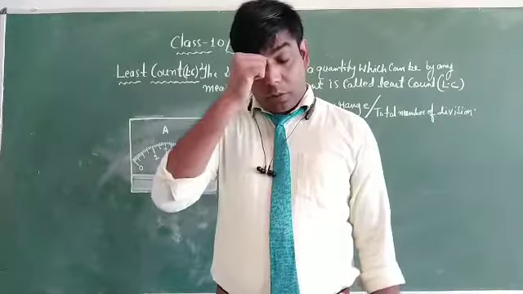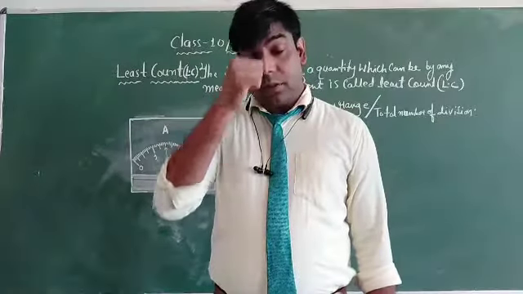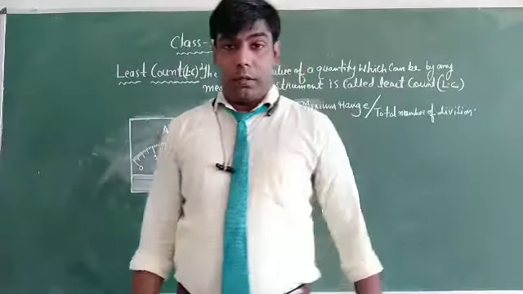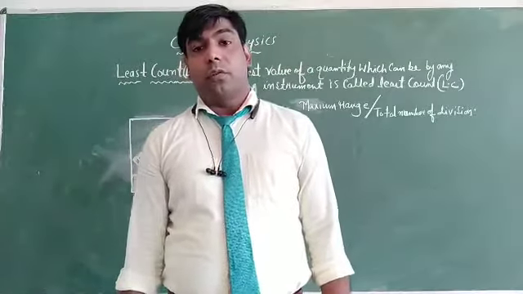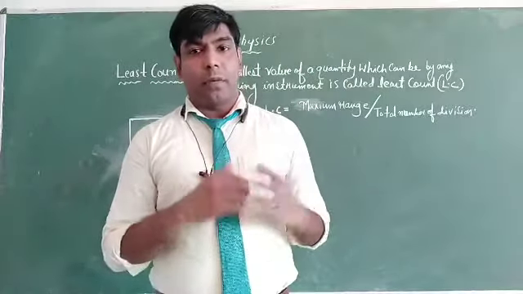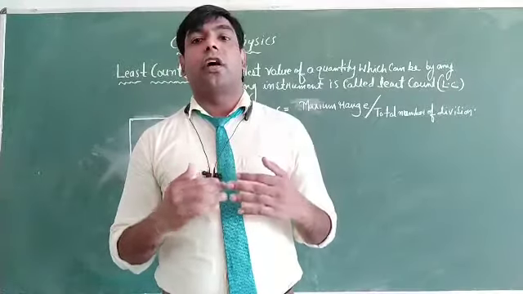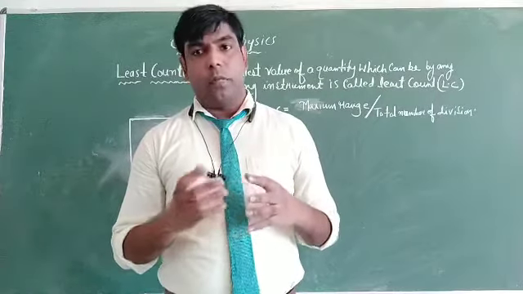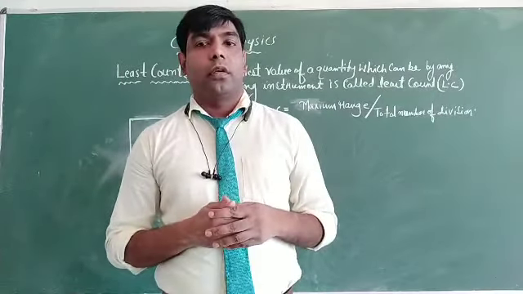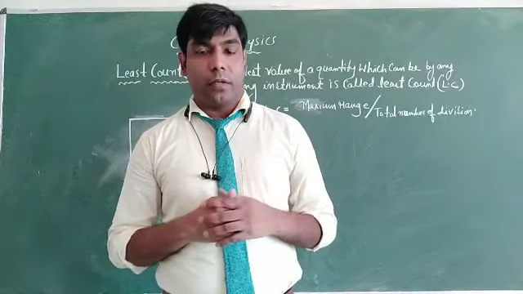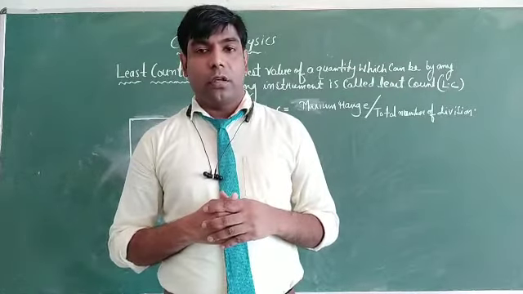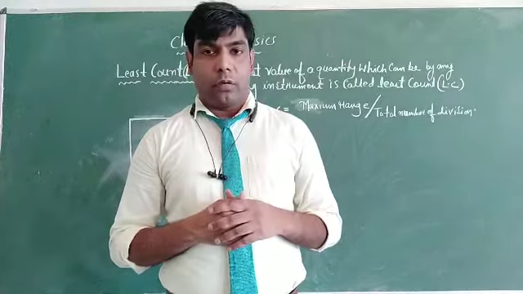So in this chapter we are talking about measuring devices, that is the ammeter and the voltmeter. An ammeter is a device which is used to measure current. That is, it is a measuring device, so it must have its least count. Similarly, a voltmeter is a measuring device. It is used to measure potential difference or voltage in a circuit, so it will have its own least count.